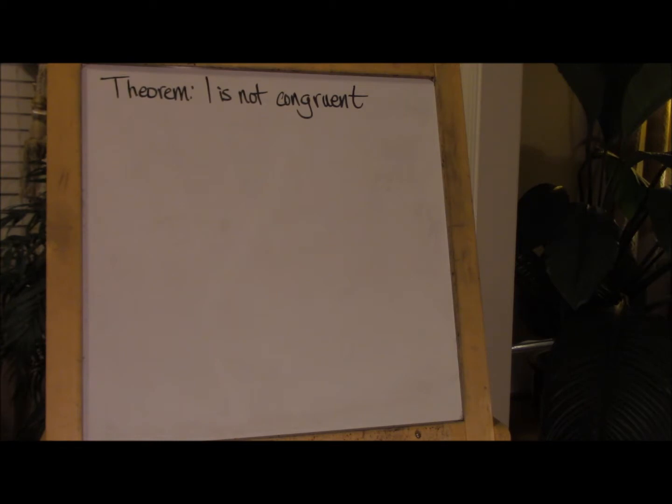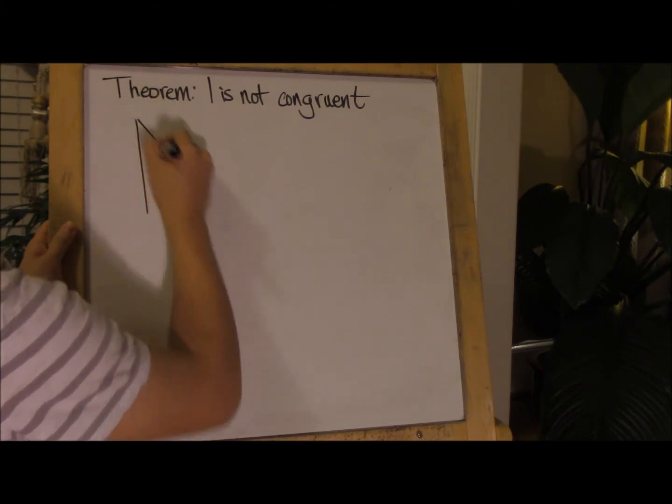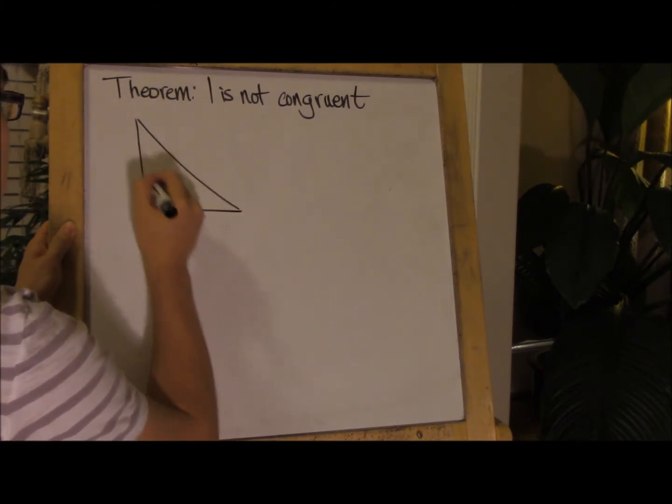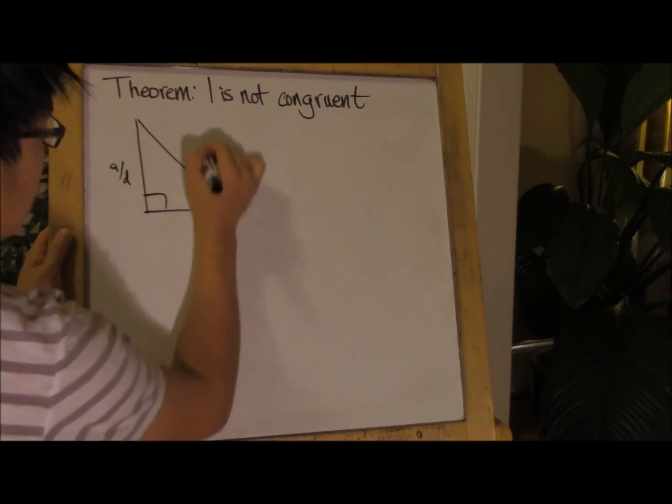So let's first set up our assumption, which is that 1 is congruent and is the area of a rational right triangle. So we'll make the sides A over D, B over D, C over D.